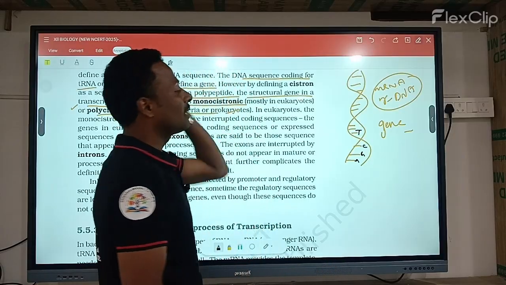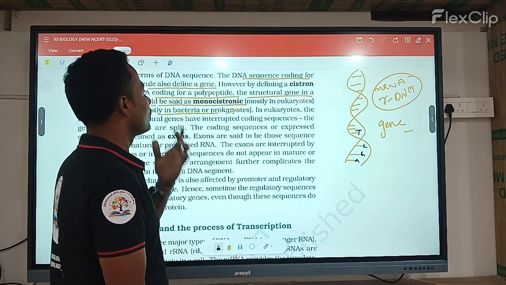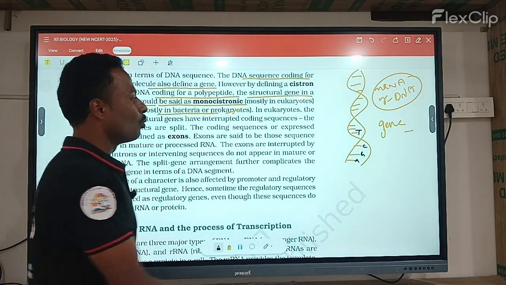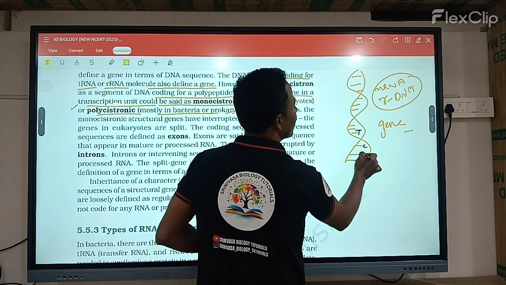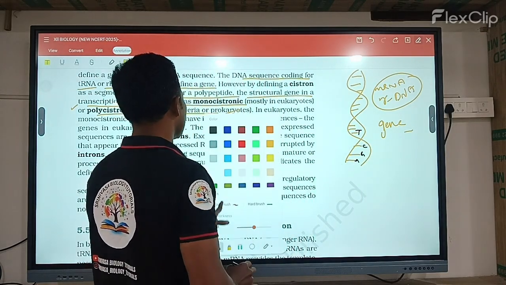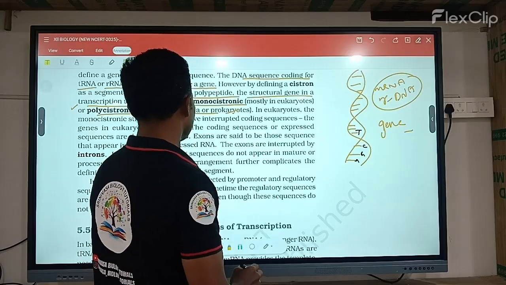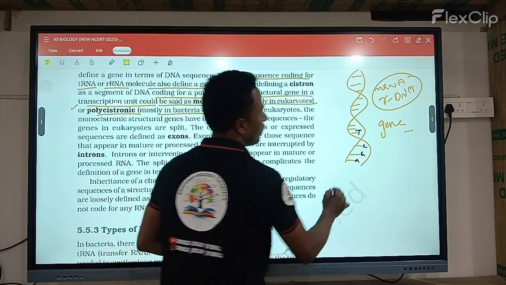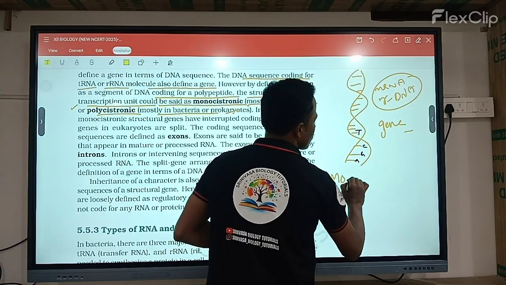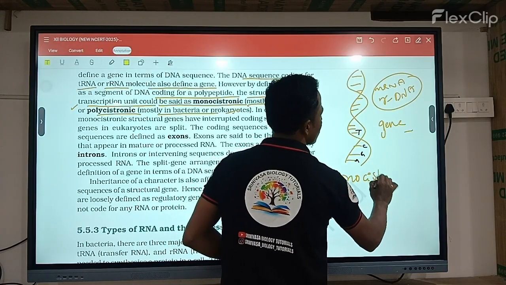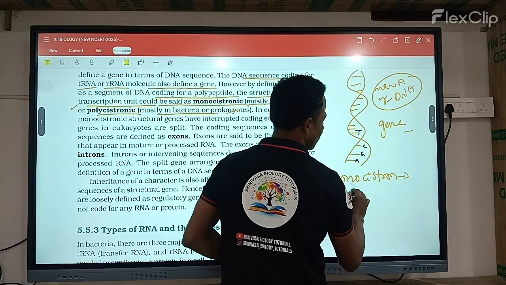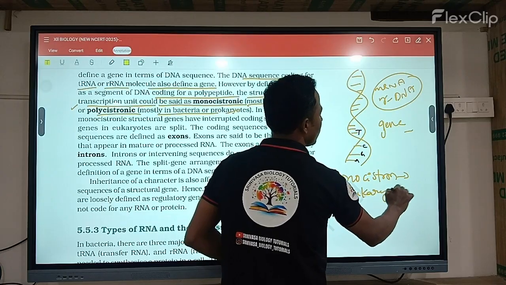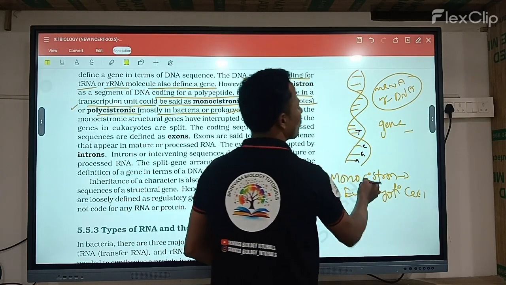So the total coding of the genes is based on the structural gene, and the transcription unit is said to be monocistronic. Only one kind of gene is coded, and that is called a monocistronic condition. Very important: this monocistronic condition you see only in eukaryotic cells.